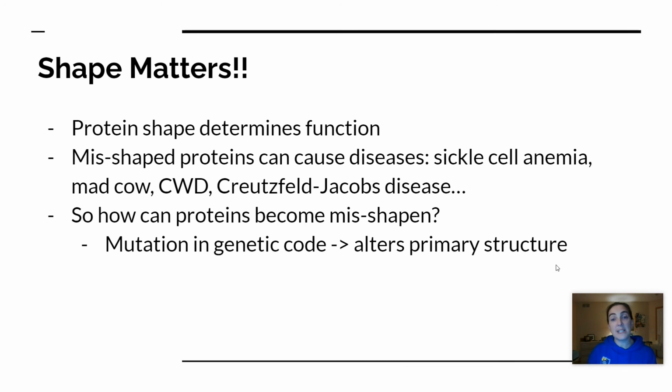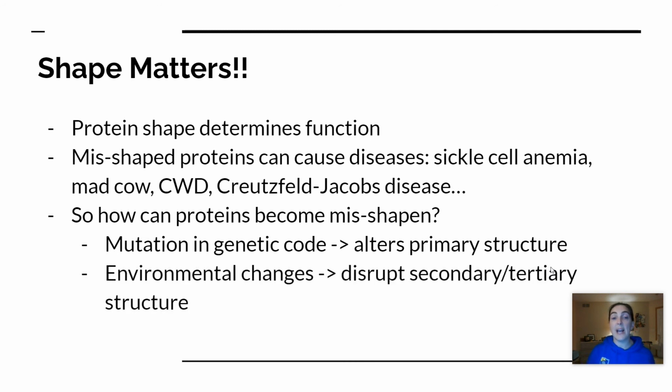This isn't really the type of change of shape that we're talking about today. Mutations can change the shape of a protein, but right now we're focusing more on the process of folding a protein and how its shape can be changed during that process. So we're going to be looking more at how environmental changes can disrupt the formation of the bonds that create the secondary and tertiary structures.